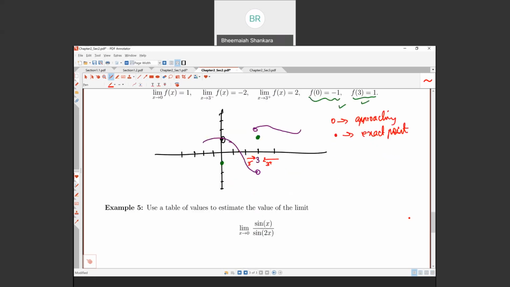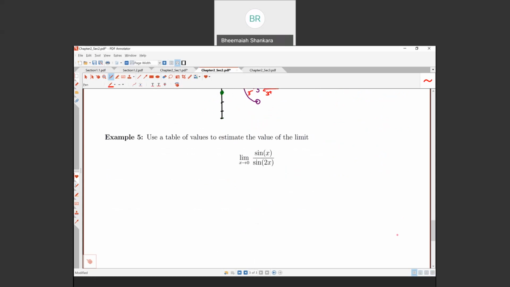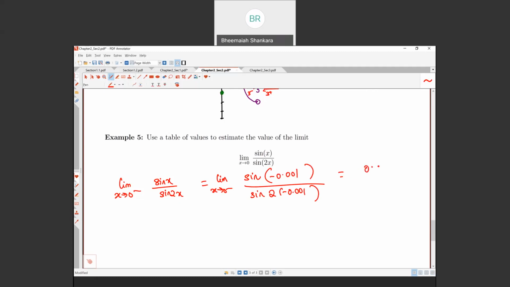In the next example, we use the table of values to estimate the value of the limit. So limit x approaching 0 minus, 0 from the left, of sin x divided by sin 2x. So this is limit x approaching 0 minus of sin of -0.001 divided by sin of 2 times -0.001. So simplify, you get 0.5.